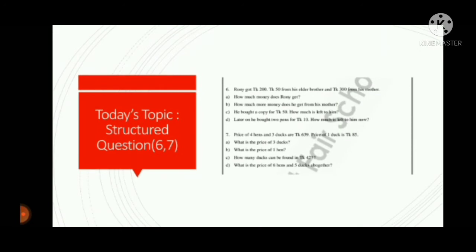Okay, our today's topic is structured question, which is from our second semester sheet. We will do 6 and 7 today.